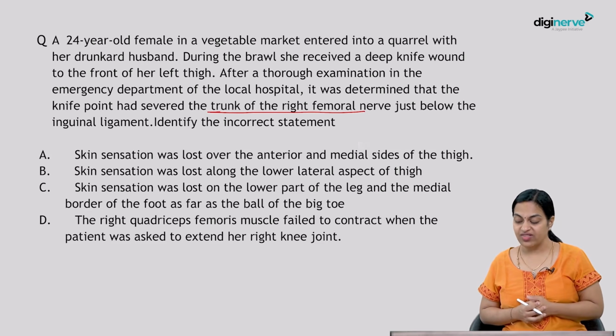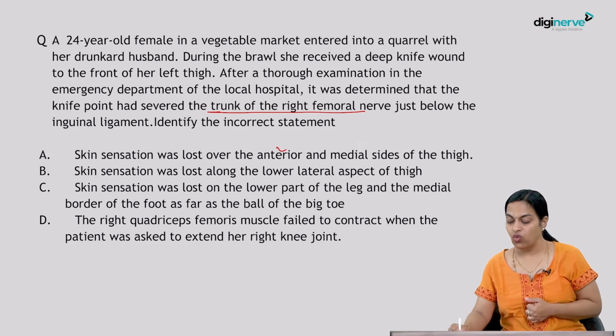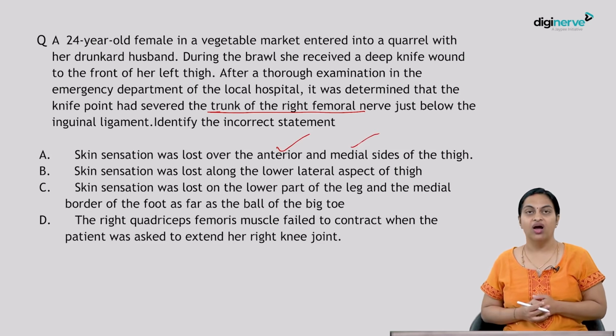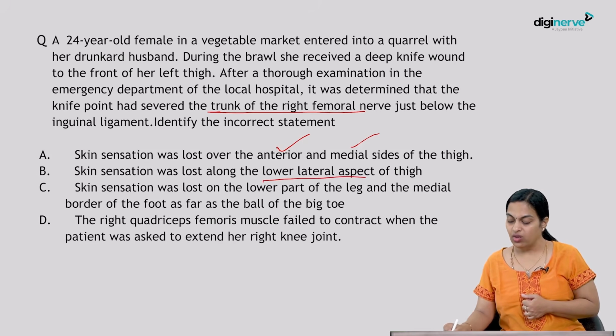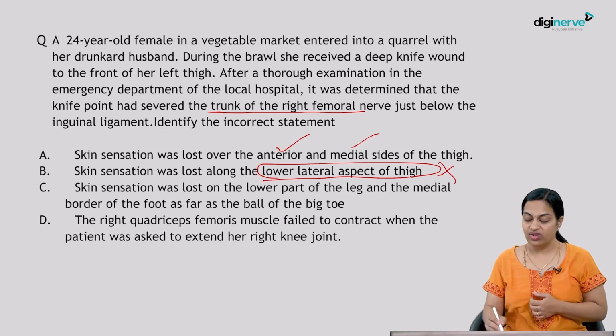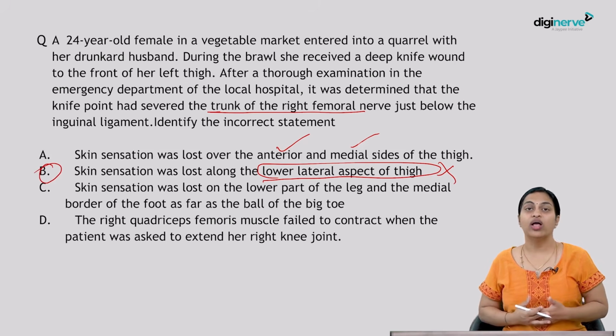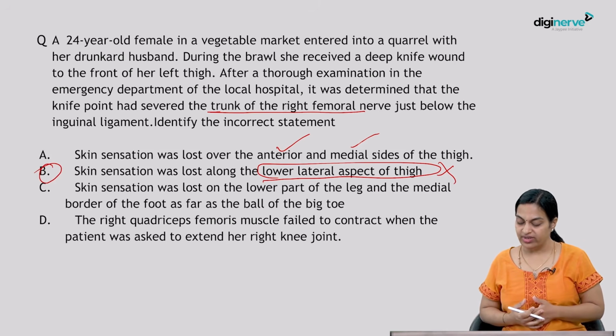Identify the incorrect statement. Skin sensation was lost over the anteromedial aspect of the thigh. Of course, the intermediate and the medial cutaneous nerve of thigh, coming from the anterior division of femoral nerve. Skin sensation was lost along the lower lateral aspect of the thigh. No, why? The lateral cutaneous nerve of thigh with the root value L2, L3 is coming from the lumbar plexus and is not a branch of the femoral nerve.